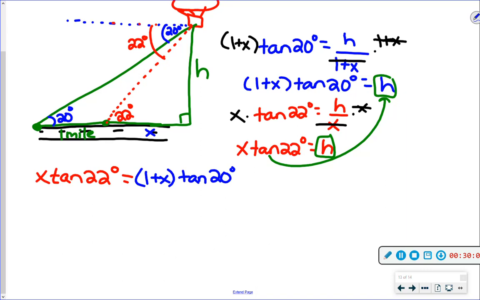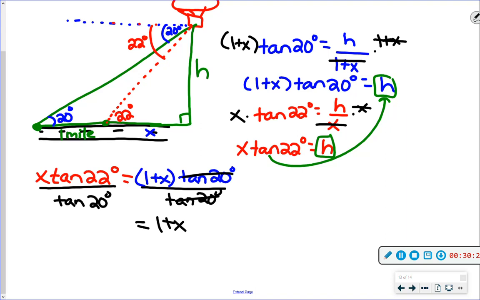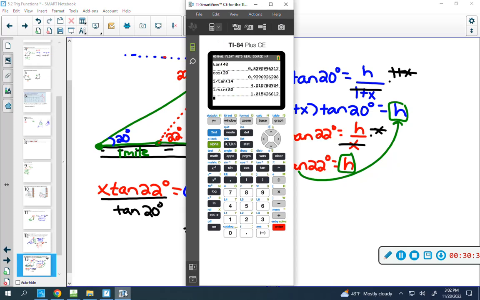Now, as always, work smarter, not harder. At first, I'm like, oh, God, I got to distribute this tan of 20. No, I don't feel like doing that. Let's get rid of tan of 20. Distributing is not getting you anywhere. So I've got 1 plus x left over there. That's not so bad. I'm going to pull up my calculator because I don't know what tan of 22 over tan of 20 is. Let's just leave it 1.11.